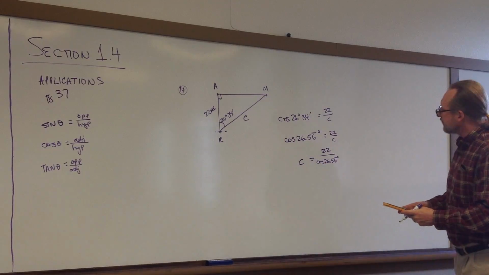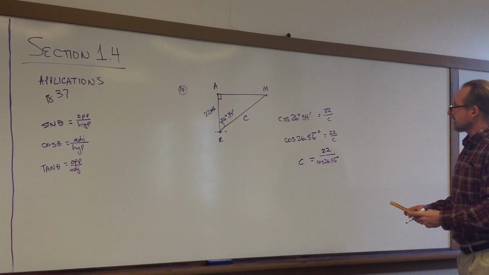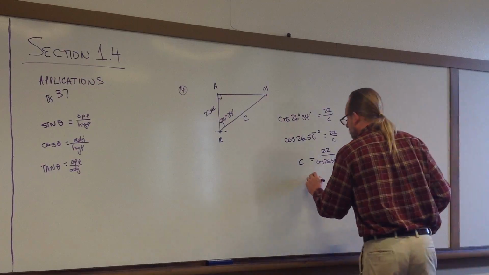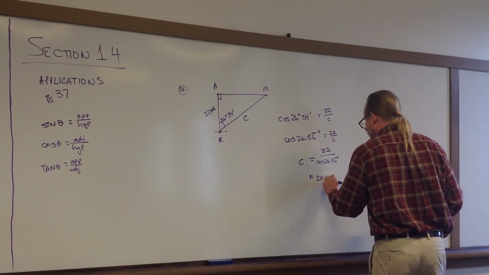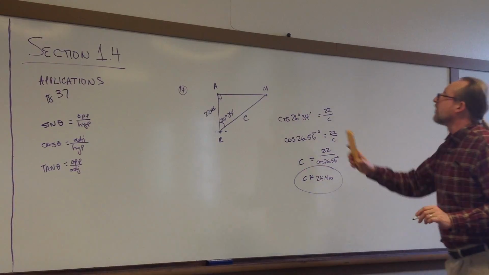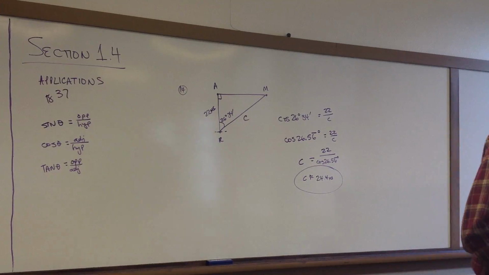And so let's see here, 22 divided by cosine 26.5, a bunch of sixes. And so c is going to be approximately 24.4 miles from Raymond to Monsanto. Okay. And let's see here. That's all we needed to know. Okay.